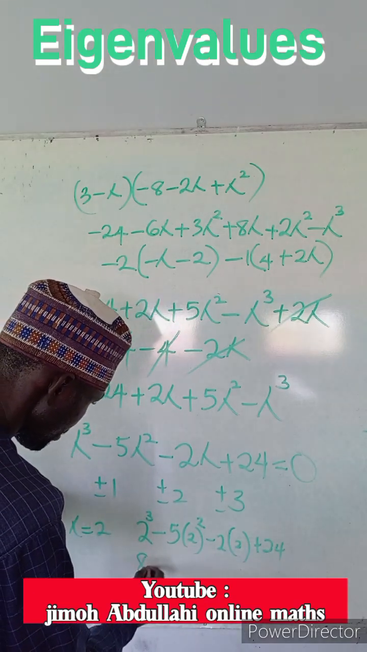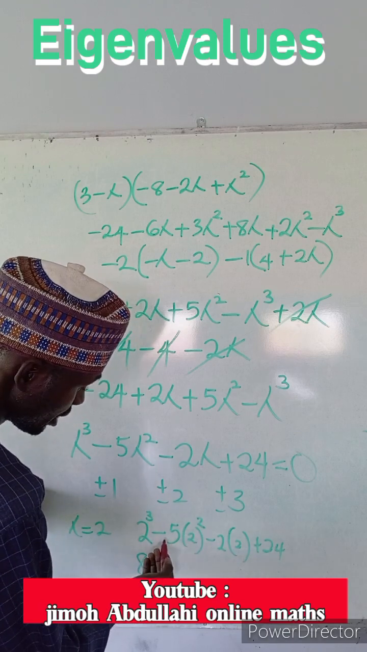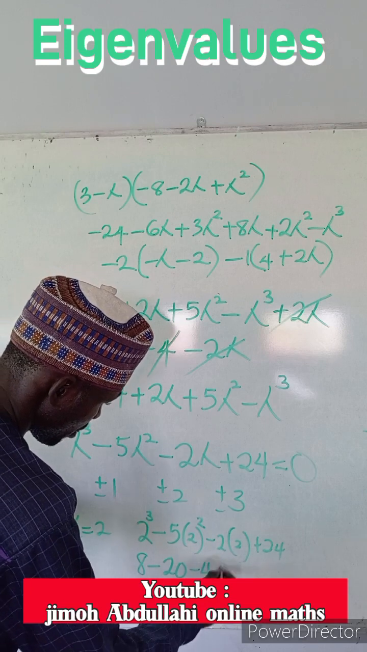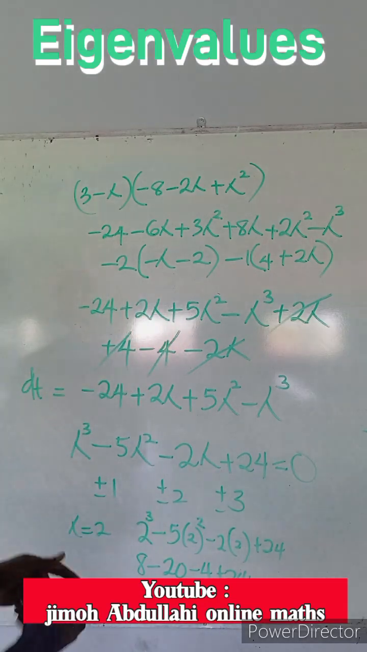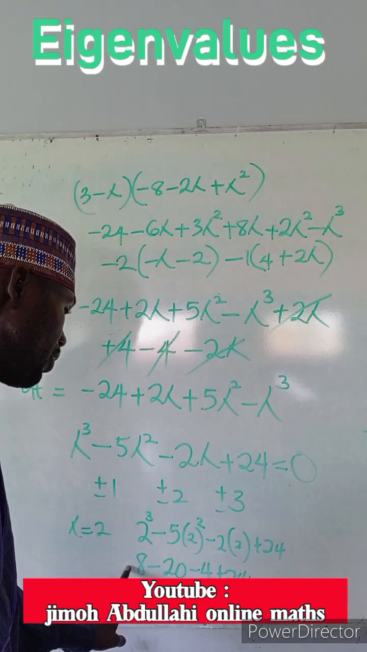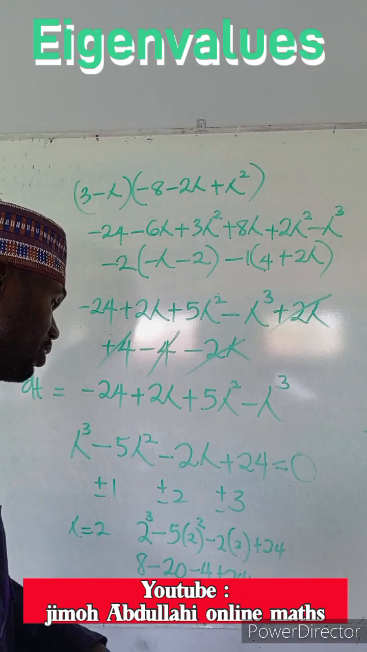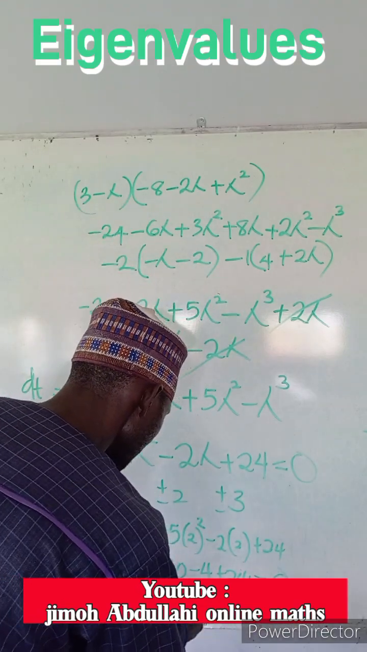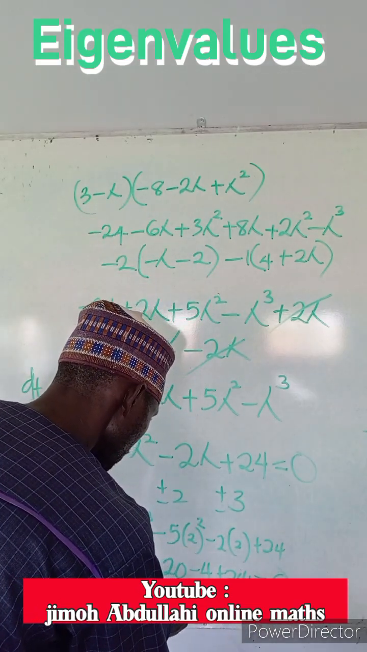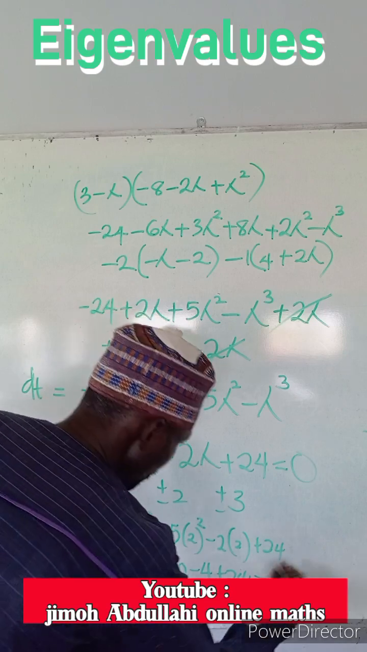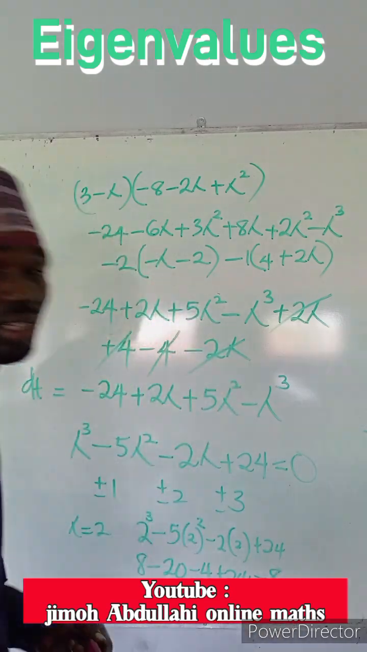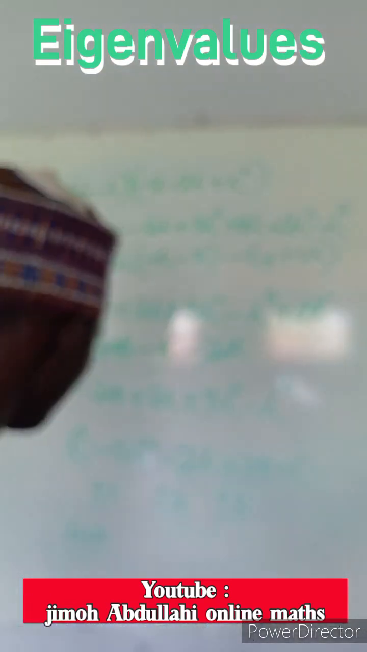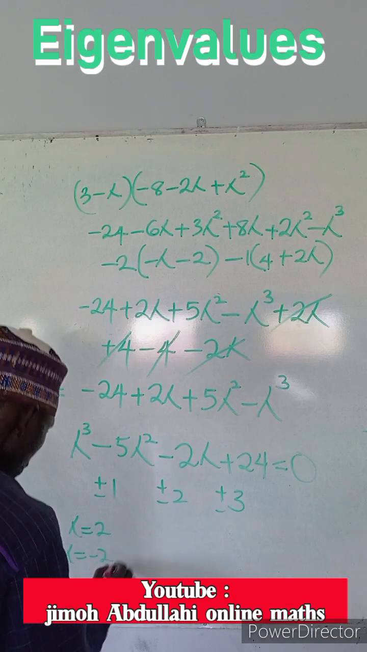This one will give us 8. This one will give us 4, right? 4 times 5 will give us 20. Minus 2 times 2 will give us minus 4 plus 24. If you add this together, we're going to have 20 plus 8 will give us 28. 28 minus this, the answer will not be 0. It will not be 0. The answer will give us 8, which is not a factor. So let's check if it will be minus 2, when lambda is equal to minus 2.